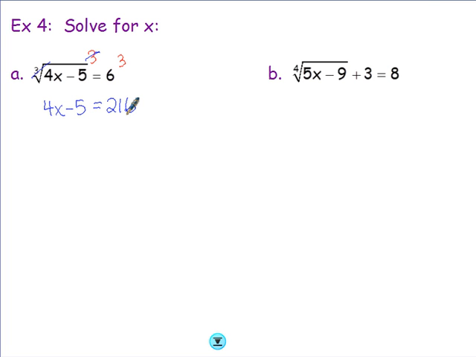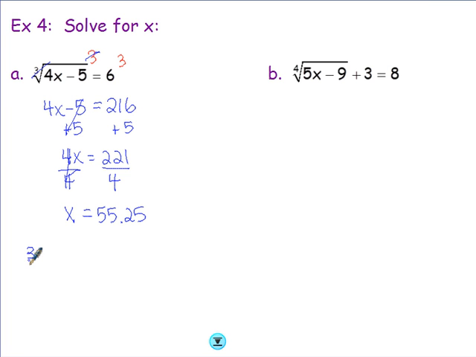Now we have to do our regular solving. Add 5. We get 4x equals 221. We then divide by 4, and we get x equals 55.25. So we need to plug it back in to see if we get the right answer.